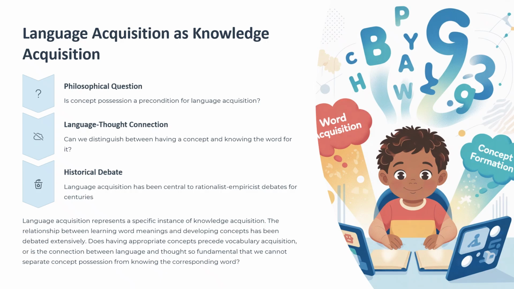The relationship between learning word meanings and developing concepts has been debated extensively. Does having appropriate concepts precede vocabulary acquisition? Or is the connection between language and thought so fundamental that we cannot separate concept possession from knowing the corresponding word?